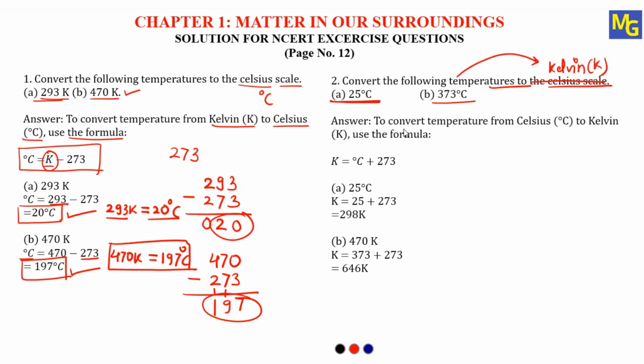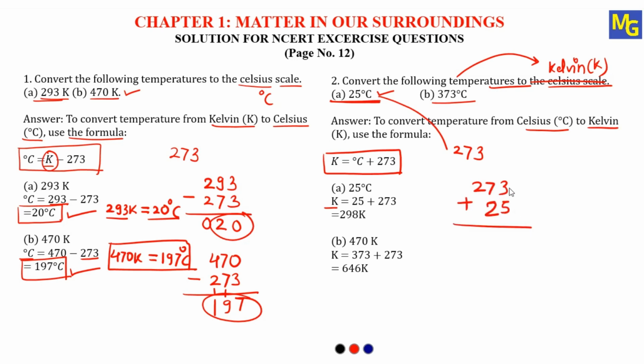The formula to convert temperature from degrees Celsius to Kelvin is: Kelvin is equal to degrees Celsius plus 273. Whatever value is given in degrees Celsius, we have to add 273 to it, and whatever answer we get will be in Kelvin. Very simple. Take the first number, 25 degrees Celsius. Kelvin is equal to 25 plus 273. 5 plus 3 is 8, 7 plus 2 is 9, and here it will be 2. So we get 298. Write down the answer 298, and the unit is Kelvin.